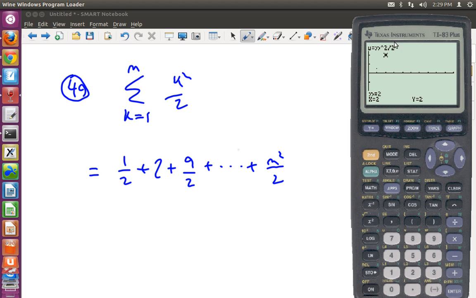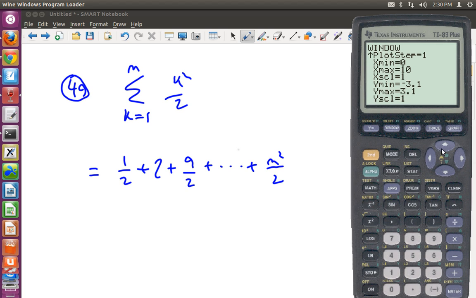The problem is it goes way off the screen. How big do you think it gets if I plug in up to 100? Well, 100 squared is? Sorry, plug in up to 10, they wanted. So, remember my window. I'm going up to n max is 10. So if I plug in 10, what's the most I get? 10 squared, 100, divided by 2? 50. So change your window to include a y max that big.